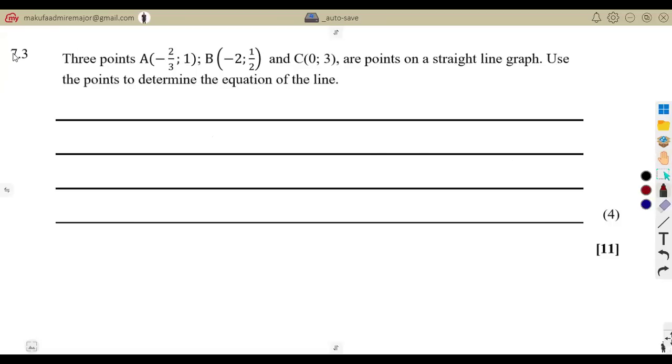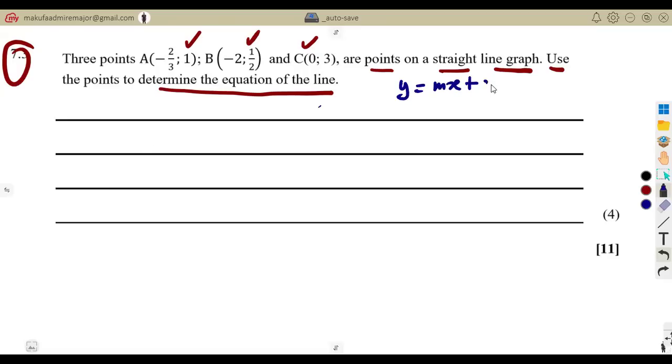Question number 7.3. Points A, B and C are points on a straight line graph. Use the points to determine the equation of the line. Okay, the question is right that you're supposed to find the equation of a straight line, but if we check, these points are not on a straight line. If these points are on a straight line, they must have the same gradient. Not to say the question they are asking is wrong. No, to use the points to determine an equation is fine. But these points are not on a straight line because they don't have the same gradient.